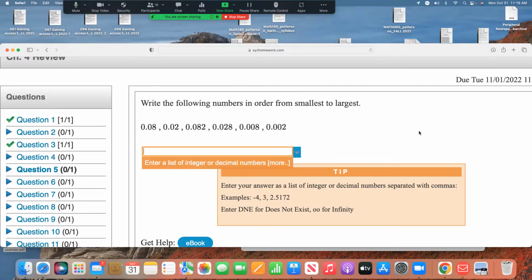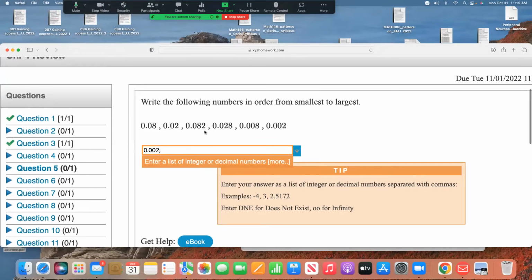20? No, this is the smallest, the last one. 0.002. I think I need a zero. So that's the smallest. The next one would be 0.008, wouldn't it?